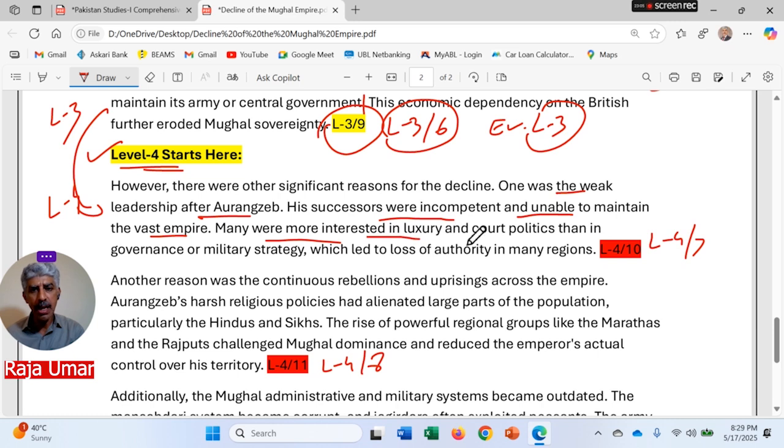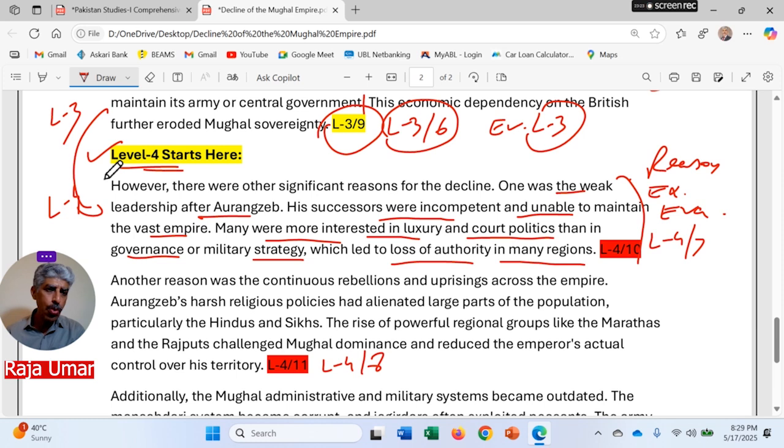Many were more interested in luxury and court politics than in governance or military strategy, which led to the loss of authority in many ways. So again, you can see that the reason is there, its explanation is there, and its evaluation is there.